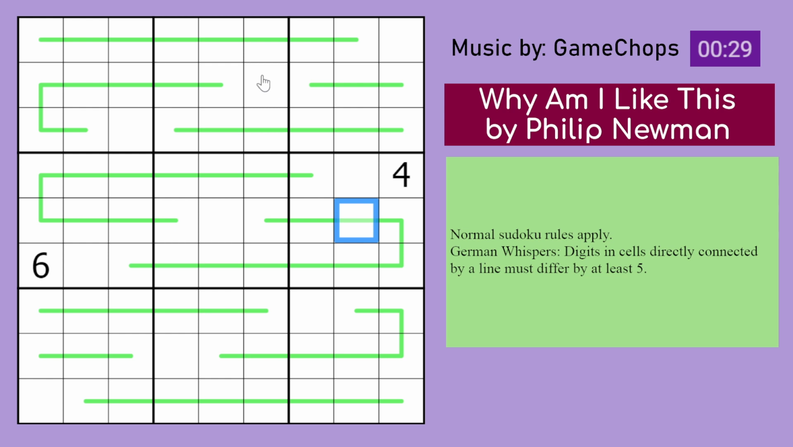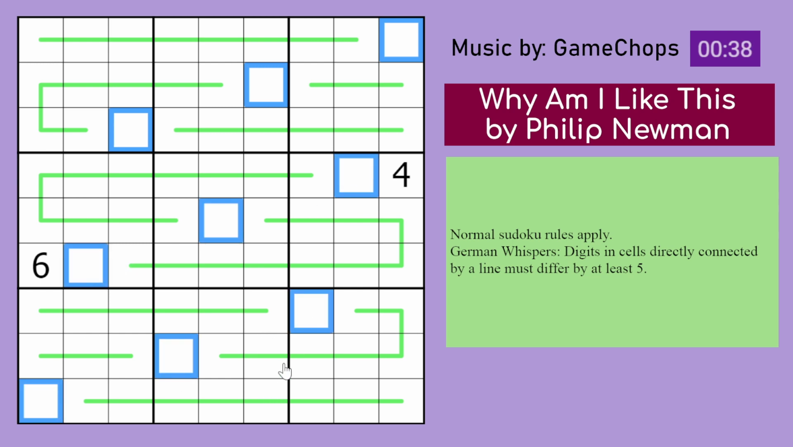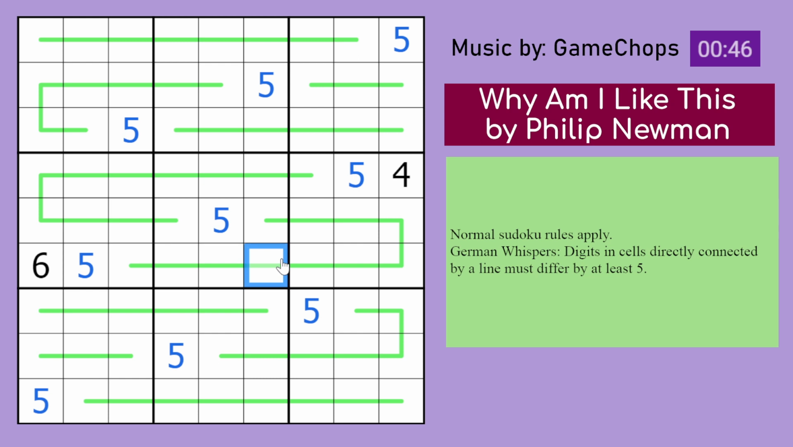And that's very useful because here, every row, column and box in fact has exactly one cell that is not on a green line. And because those are the only cells in each row, column and box that are not on the green line, they all must be 5. So there you go, 9 digits instantly.